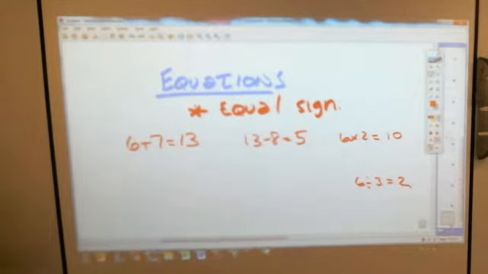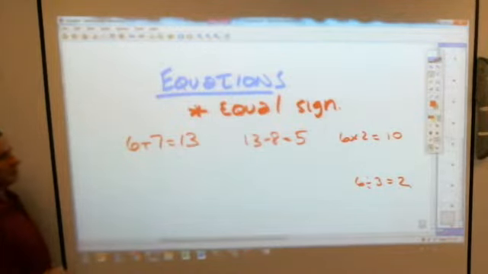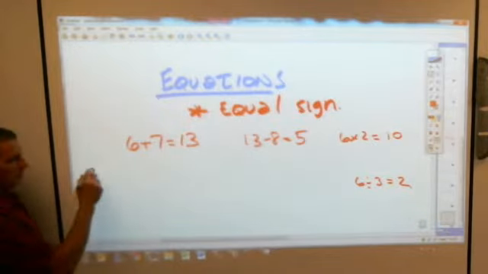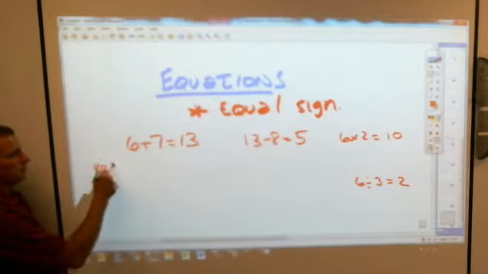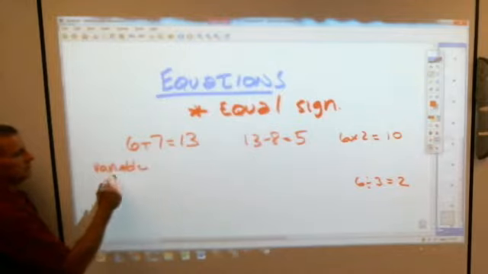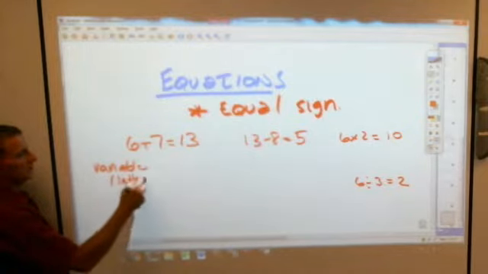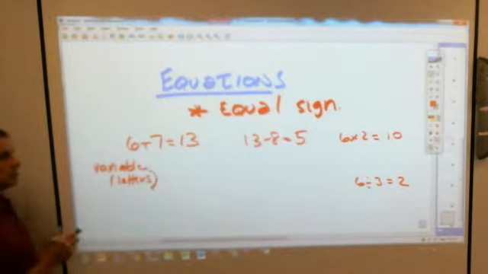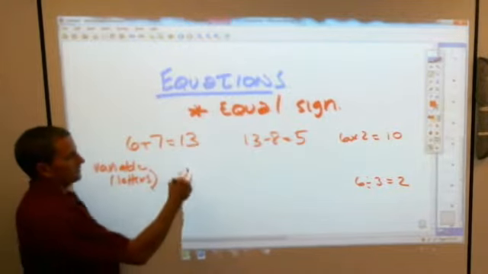But usually when we think of equations, ladies and gentlemen, because now you're entering the beautiful world of algebra, we think of there being missing numbers, or we think of there being what we call variables, which are also called letters. In other words, usually when we think of equations, we think of this.